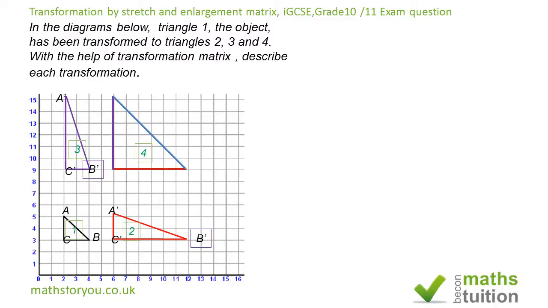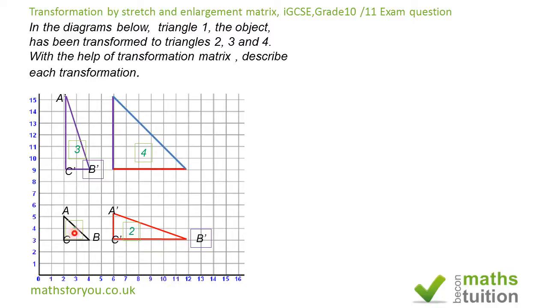What's happened here is that we have a transformation from object 1 to image 2 to image 3 to image 4. And we are asked to say what type of transformation they are and to confirm our finding using matrices. Now, firstly, it's not translation.